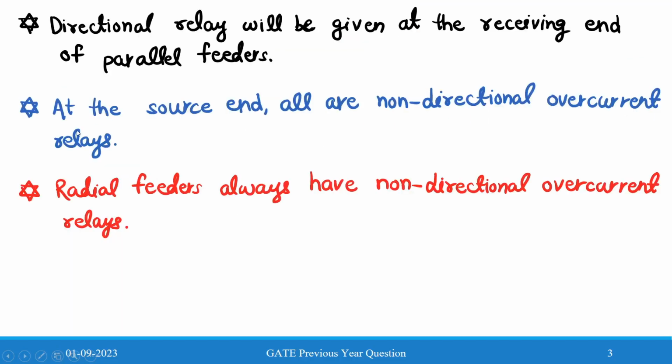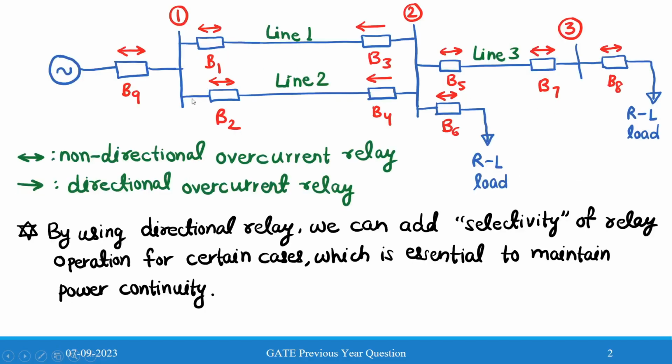And the second point is that at the source end all are non-directional overcurrent relays. So we have this generator, and the relays just beside the generator, the source side, are all non-directional overcurrent relays. Therefore, R1, R2, and R9 will be non-directional overcurrent relays.